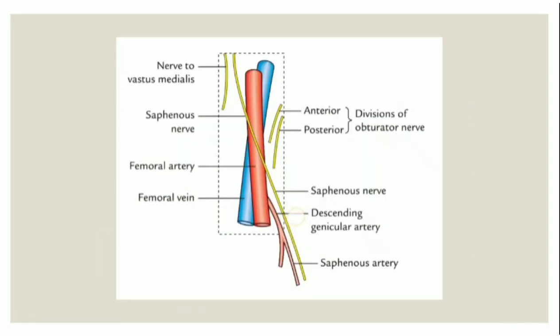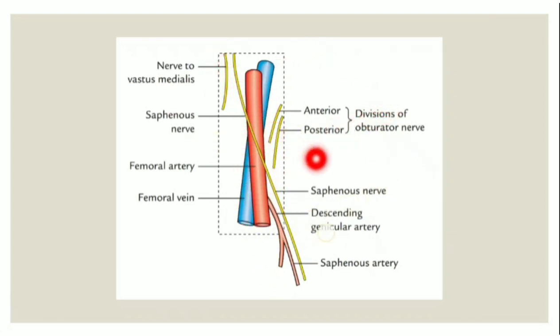The contents are mostly the same as in the femoral triangle, but some will differ. You have the femoral artery, the femoral vein, the nerve to vastus medialis, and the saphenous nerve. In the femoral triangle you have the femoral nerve. About 2.5 cm below the inguinal ligament it divides into anterior and posterior divisions. The posterior division gives rise to the saphenous nerve, and that saphenous nerve enters this adductor canal.